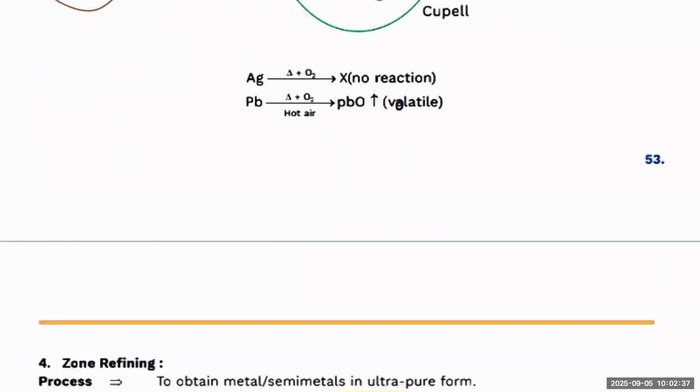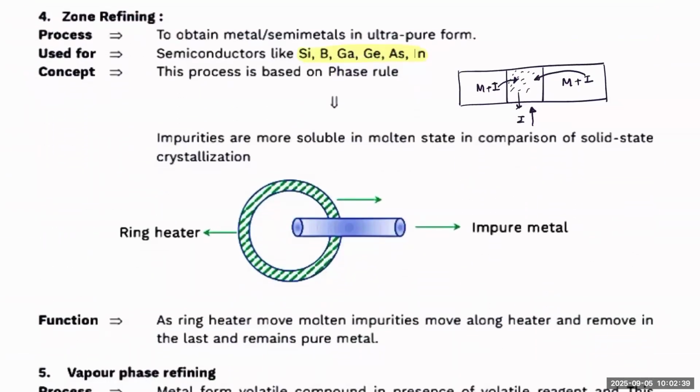The next type of refining is zone refining. In zone refining, this is a process where metal or semi metals in ultra pure form have to be extracted.